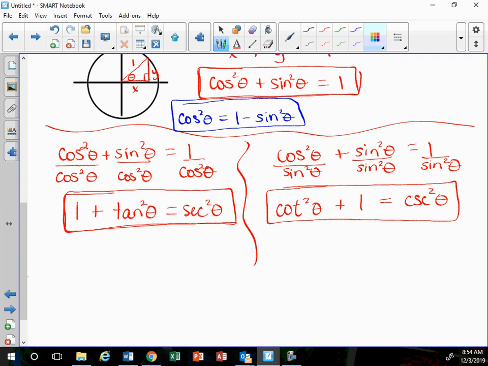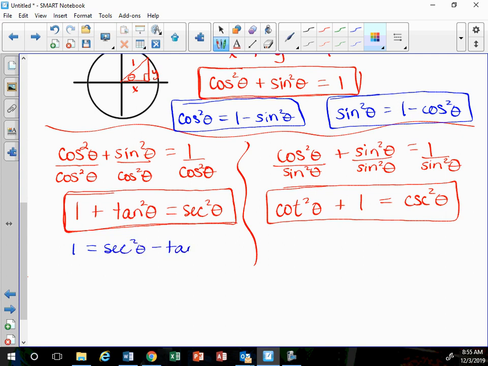Anybody think they know another one from this? Yeah, sine squared equals 1 minus cosine squared. So these are kind of your secondary ones. Do you think we could do the same thing with the 1 plus tangent squared equals secant squared? Yeah, what if I wanted it to just say 1 equals? What is 1 going to equal? Secant squared minus tangent squared. Good.